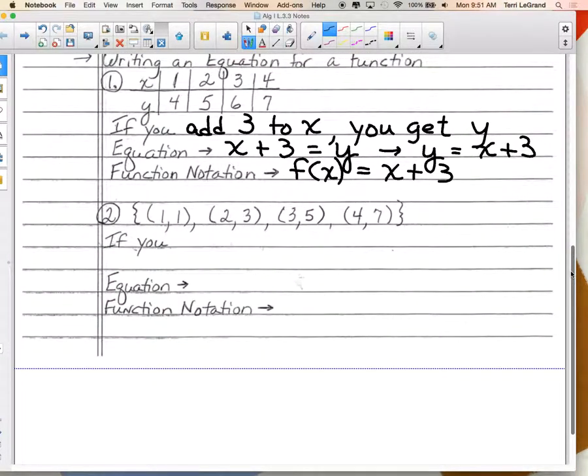Okay, let's do number 2 then. Sometimes it's easier to write these in a table so that you can see the relationship better. So it might be worth taking the time to do this. When x is 1, y is 1. When x is 2, y is 3. When x is 3, y is 5. When x is 4, y is 7. So that we can figure out the function rule.